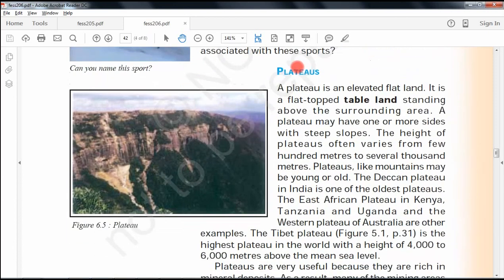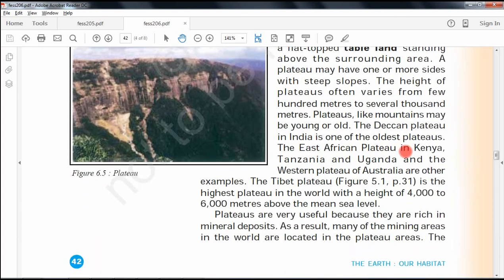Coming to the other landform, which is the plateau. A plateau is an elevated flat land. It is a flat-topped tableland standing above the surrounding areas. It can be somewhat flat, but compared to the surrounding area, it is like a table. It's a flat land which is on a height when compared to other regions. The plateau may have one or more sides with steep slopes because it has this height. The height of a plateau often varies from a few hundred meters to several thousand meters as well. That means they are higher than some mountains even.